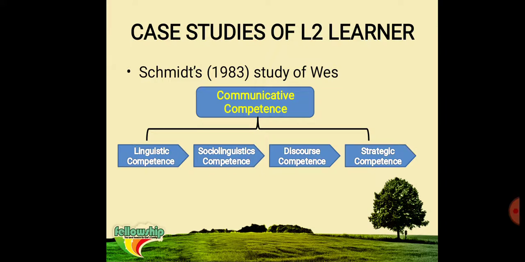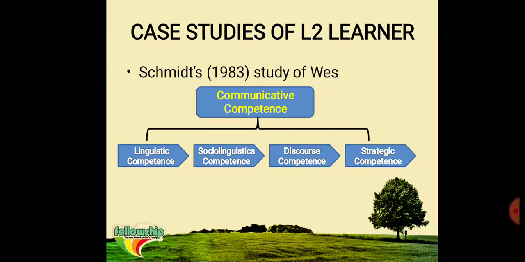Based on Schmidt, communicative competence is divided into four. The first one is linguistic competence. In Wes's case, linguistic competence remained quite limited. His pronunciation was good, especially his intonation. So, linguistic competence is the ability to use grammatical structures with target-like accuracy.